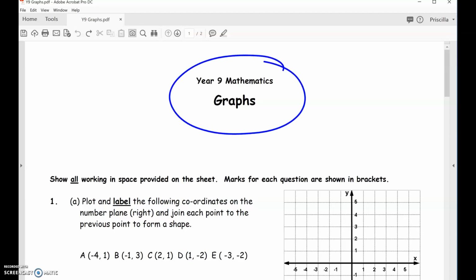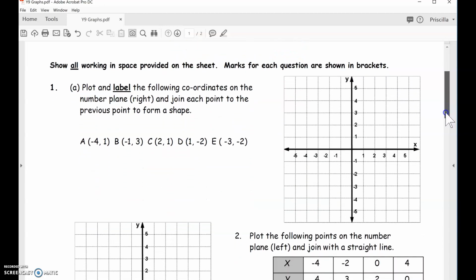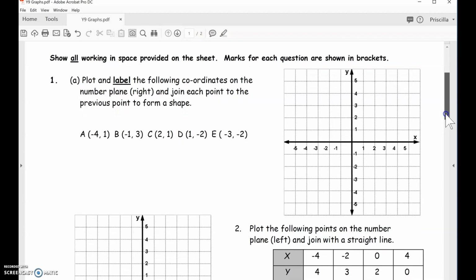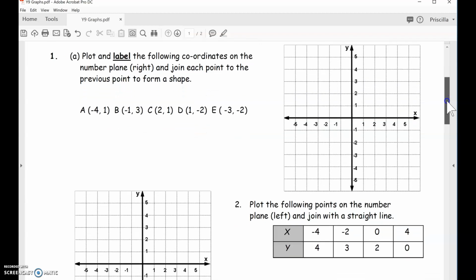Okay, so this is a good practice for you. Show all working in space provided on the sheet. Marks for each question are shown in brackets.